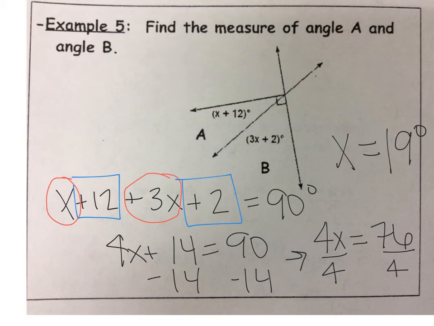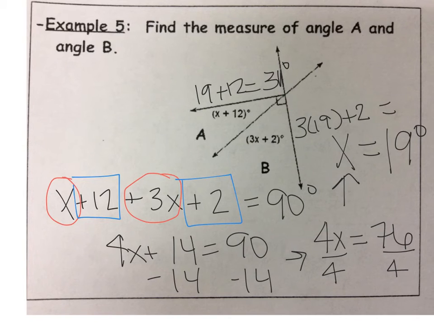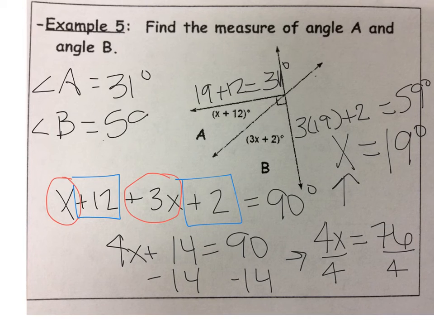Now we're not finished. All we found out is what x is. To figure out the angles, angle A is 19 plus 12, which equals 31 degrees. And angle B is 3 times 19 plus 2, which equals 59 degrees. Now we are finished with this problem. We see angle A is equal to 31 degrees, and angle B is equal to 59 degrees.